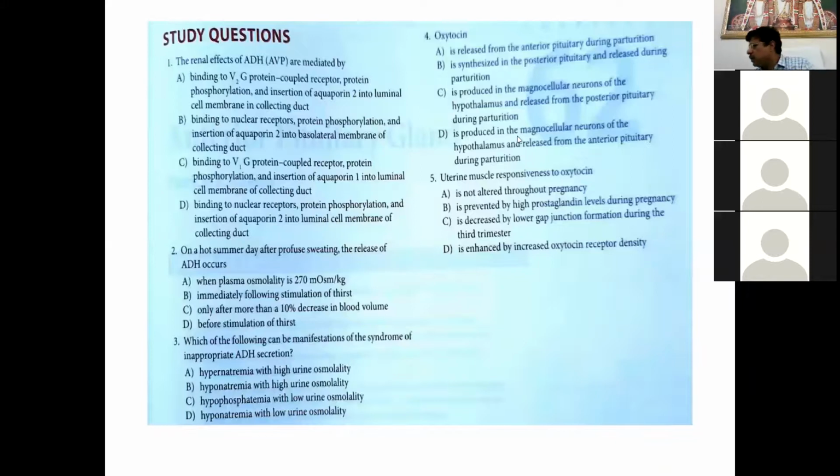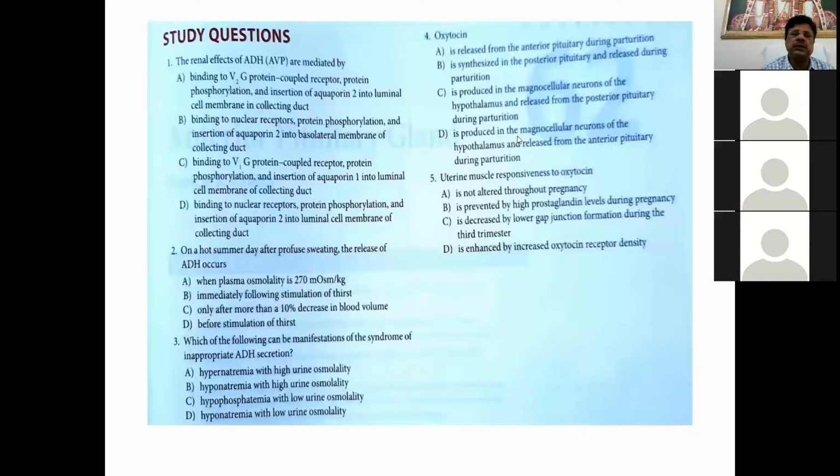I thought we'll go through the study questions. Study questions are a nice way of revising our knowledge and seeing how much we know, and they also help us to think. That is most important, is it not? So just look at the first question and tell me the answer. A. Yes, the answer is A.